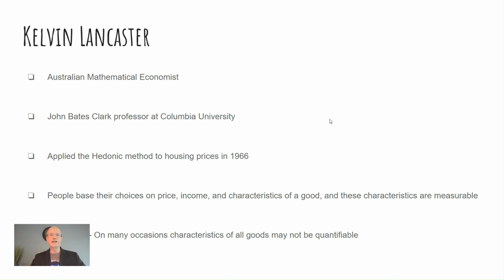He applied the hedonic method to the housing pricing market in 1966, which basically means that people base their choices on price, income, and characteristics of goods, and these characteristics are measurable. The weakness of that theory or method is that on many occasions, characteristics of all goods may not be quantifiable.